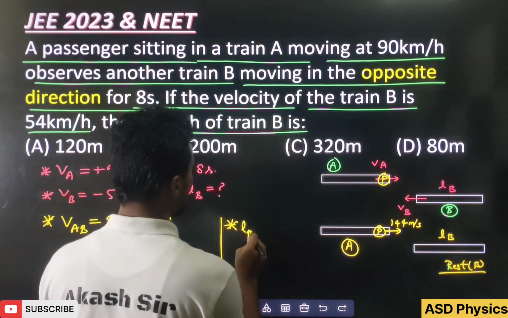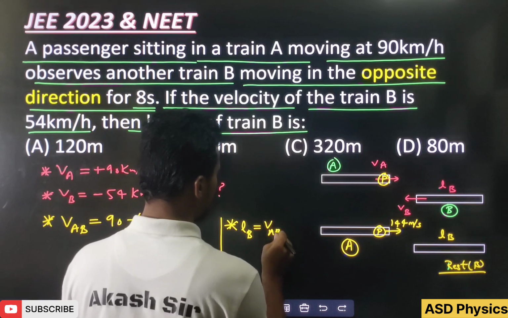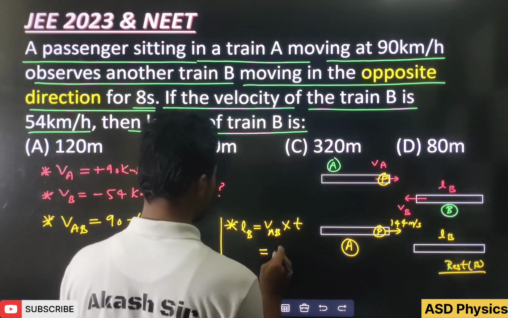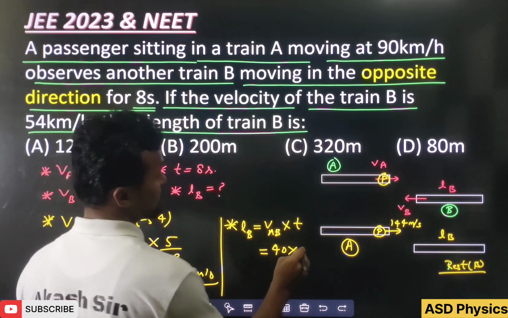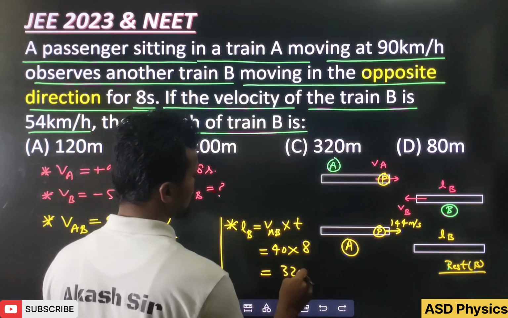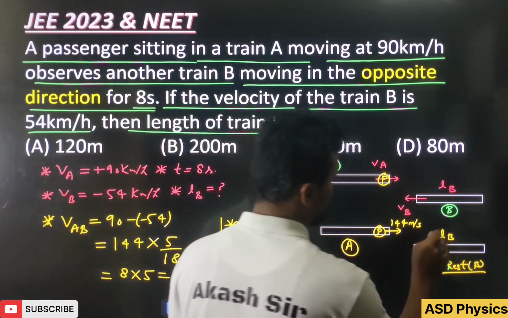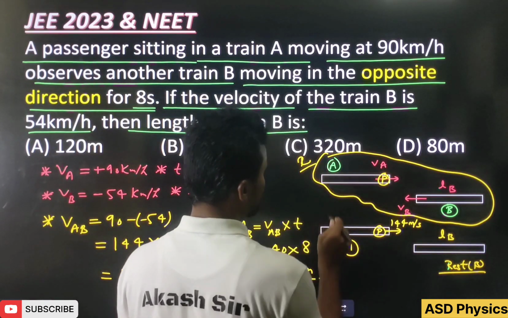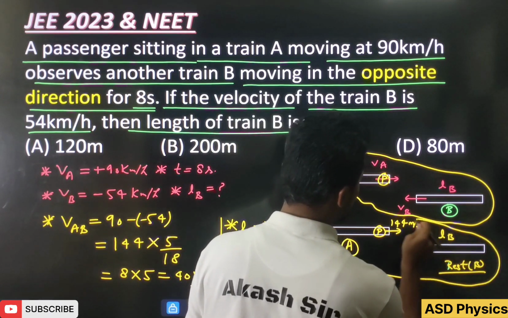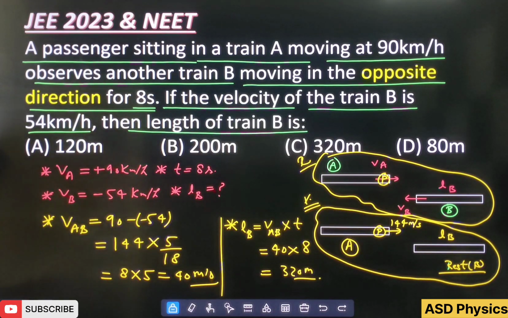So we can write the length of train B is equal to the velocity of train A with respect to B into time. The velocity of A with respect to B is 40, and the time taken is 8. That means it is coming 320 meter. So the length of train B is 320 meter. This is called the real situation, and the other one is called the virtual or hypothetical situation. So the length of train B will be 320 meter.